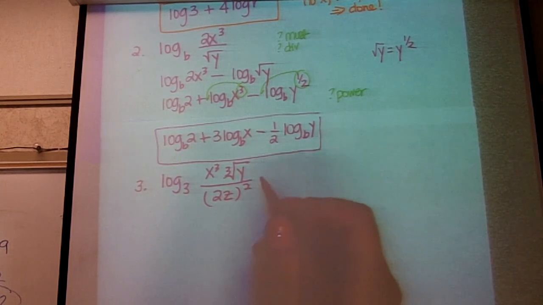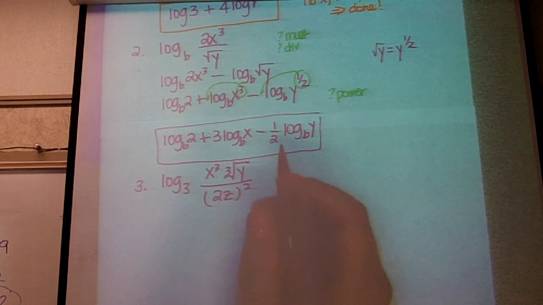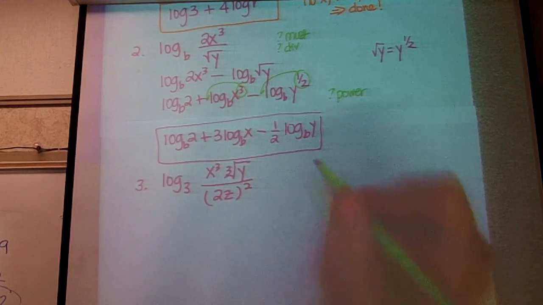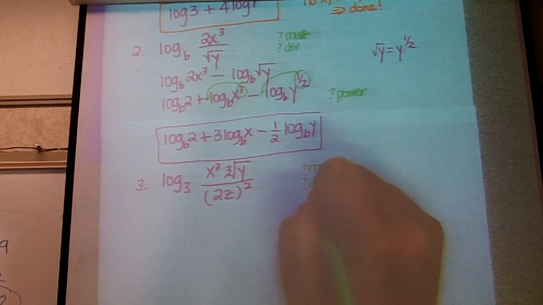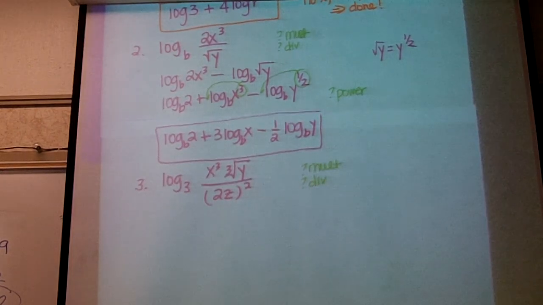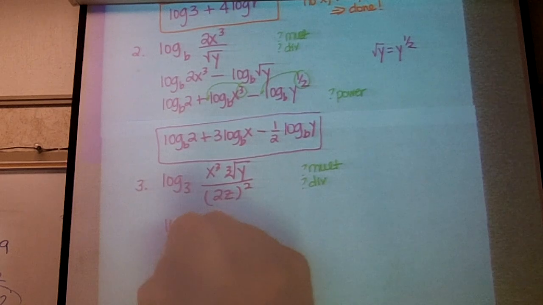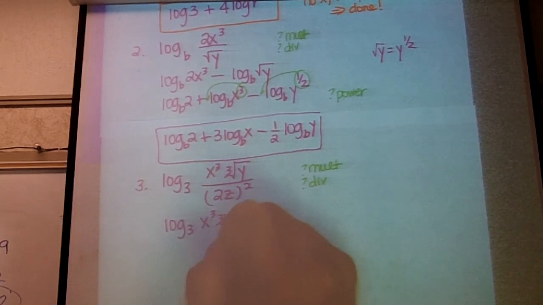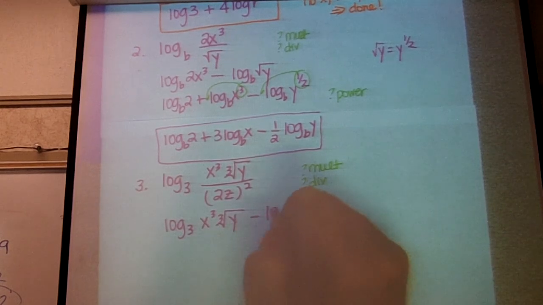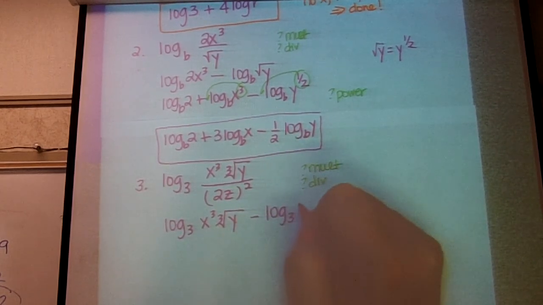Hi, I'm assuming you paused, so now I'm going to go over how to do this. So like I said before, you want to check to see if there's multiplication or division first. And there it is, there's division. So I'm going to do log of the numerator minus log of the denominator.